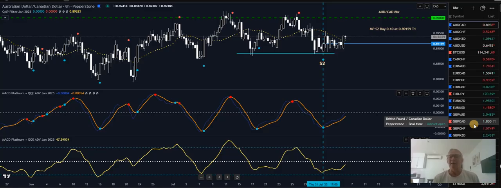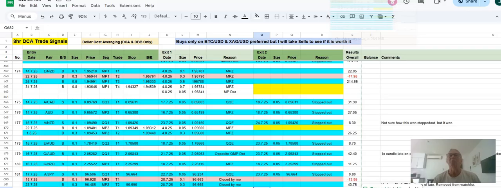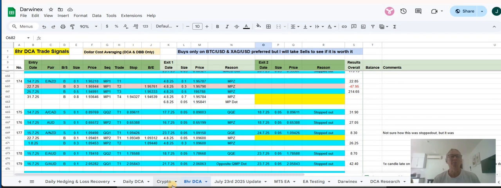All these trades I take on the 8-hour chart, I've been doing it since sort of early January this year. They're all recorded on a shared spreadsheet, which I'll find, and I'll just make it smaller so you can see it. Just go to the 8-hour DCA. It's down there. Here's the spreadsheet here.